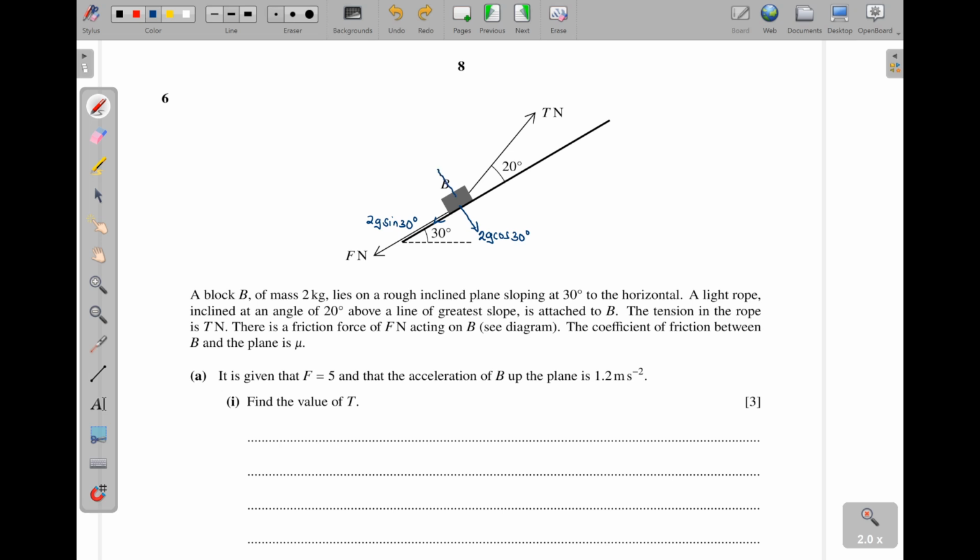Now there is no more reaction here because this one is directly connected to the plane. And then this T here, resolve that force. So we shall have T cosine of 20, and when you open it up, here we shall have T sine of 20 degrees. Then this system is going up here and the acceleration is 1.2 meters per second squared.